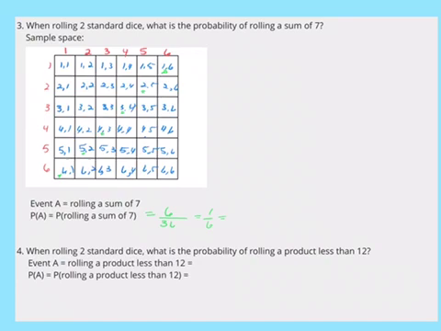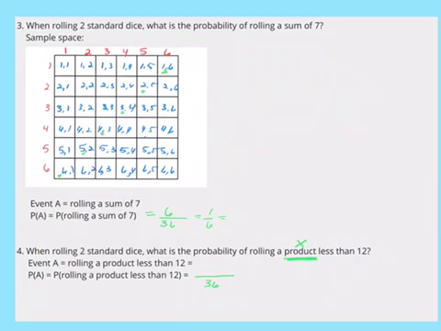Okay, and number 4, we're again going to look at those 2 standard dice. So we're going to be able to look at the sample space we have already created. And here we're looking at what's the probability of rolling a product less than 12. So this time we're looking at a product, which means it's multiplication. So if we were to multiply the 2 numbers on the dice, we would end up with a product less than 12. So again, we know that our sample space is going to be 36, and what we need to figure out is the number of outcomes with a product less than 12.